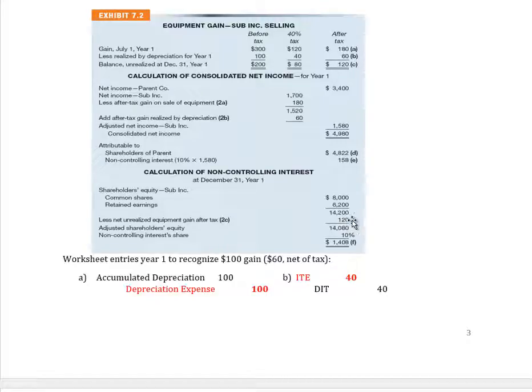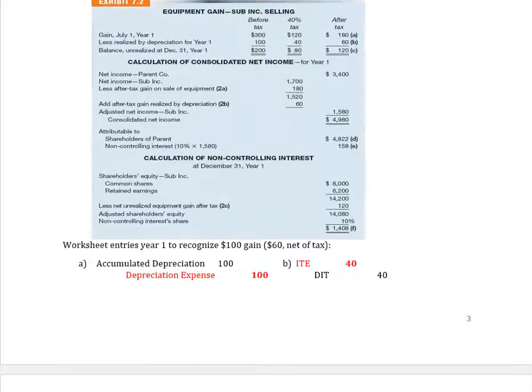So the idea is, if they've gotten the 6,200 in their ending balance of year one retained earnings, the 6,200, that is going to include that 180 after tax, but we're only going to remove 120 because we said 60 here can be realized by the consolidated entity. So we have $14,080. We give the NCI their share, which is 10%, so we've got $1408 that's allocated to NCI.